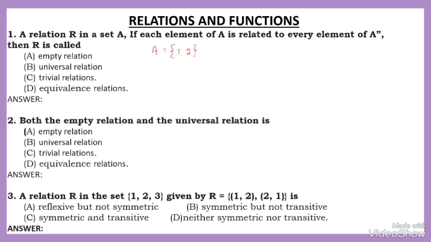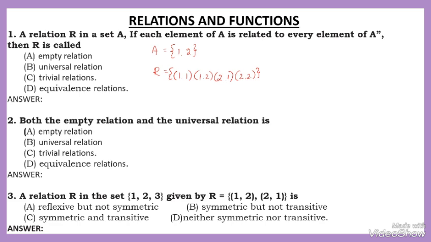Then what is the relation? Relation is if each element of A is related to every element of A. It means there is an element 1. 1 is related to 1. And again, other than 1, there is element 2. 1 is related to 2. Similarly for 2, 2 is related to 1 and 2 is related to itself only. I can write it here: every element is related with each element.